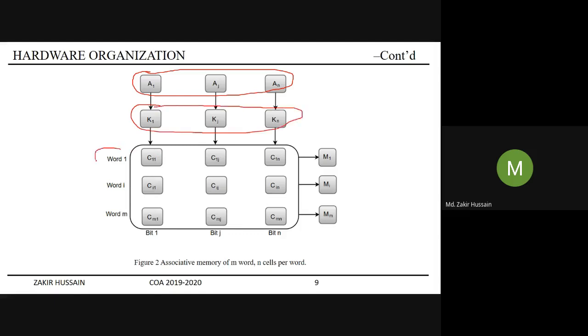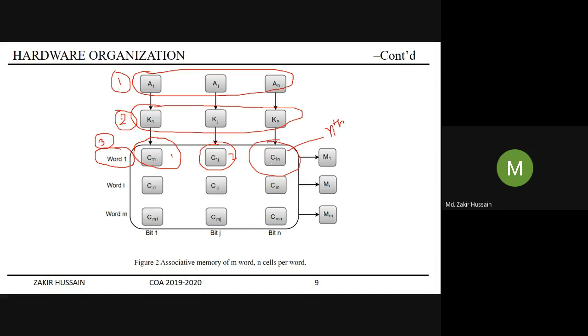And here is a word. So meaning what? At this one point, three things are coming in: the argument bit, the key bit, and the word bit. These three are going to this one cell. This is the first cell, this is the second cell, and this is the nth cell. So it is happening everywhere.